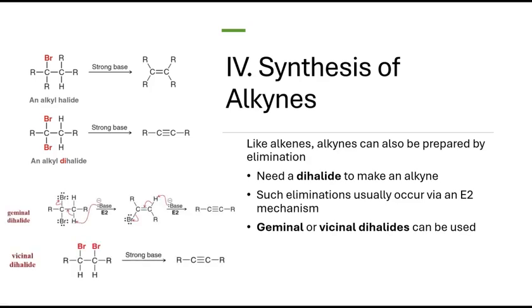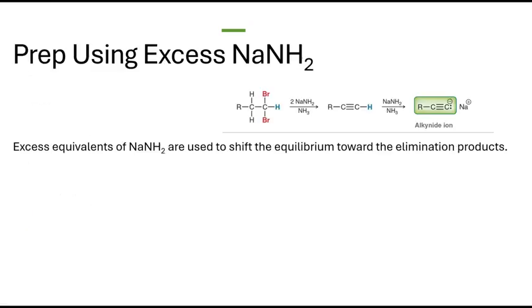If we have a geminal dihalide, that means we have on the same carbon two halogens, and that will end up resulting after two sequential E2 reactions in an alkyne. If we have a vicinal dihalide, that means we have halogens on adjacent carbons. In the presence of a strong base, we will also get the alkyne.